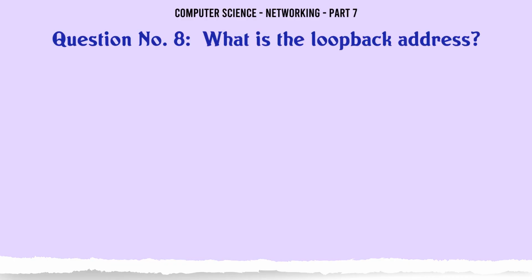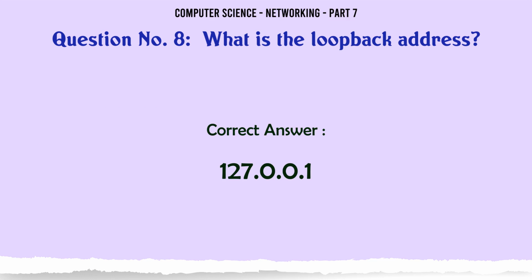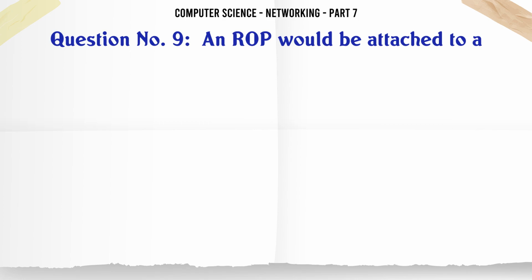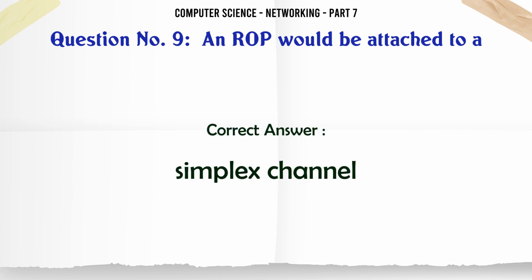What is the loopback address? A. 127.0.0.1. B. 255.0.0.0. C. 255.255.0.0. D. 255.255.255.255.0. The correct answer is 127.0.0.1. An ROP would be attached to A. Simplex channel. B. Duplex channel. C. Half duplex channel. D. Full duplex channel. The correct answer is simplex channel.